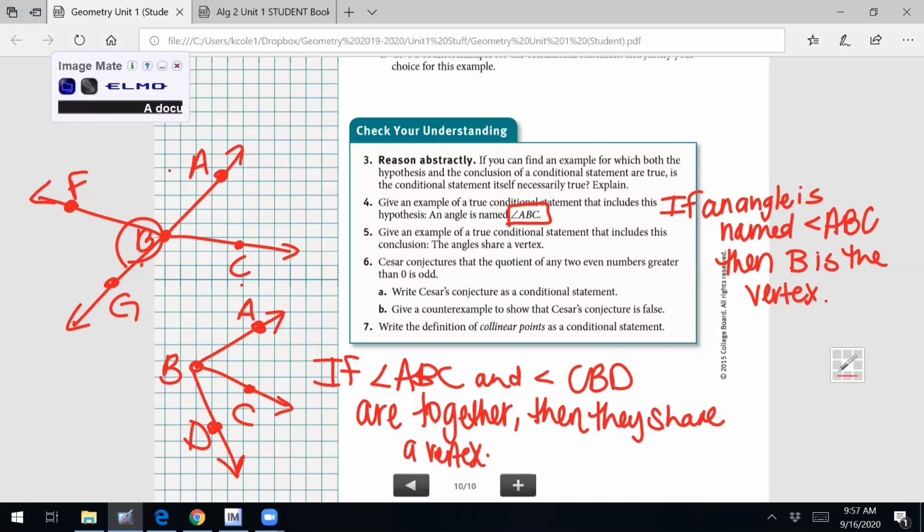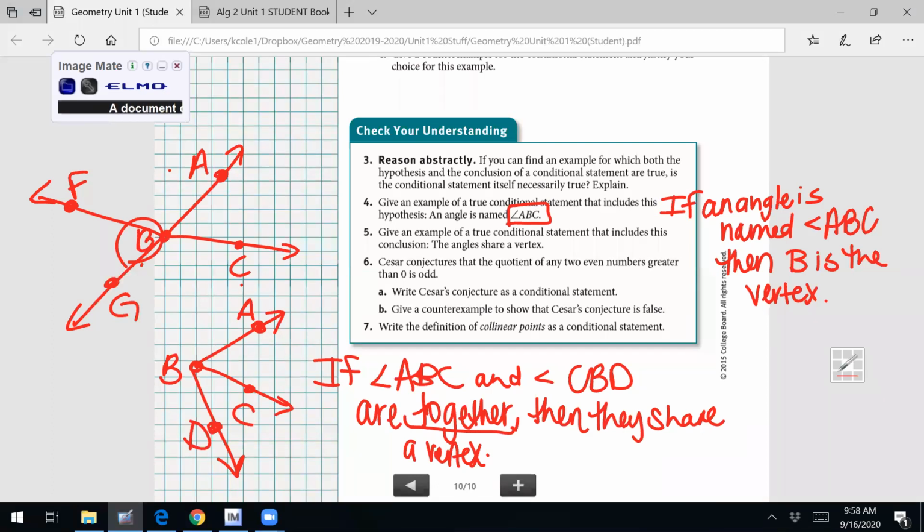Let's see what the book says. They may have something smart. They said if two angles are adjacent. Well, that's smart because I'm calling them together. That's the math word that I was looking for. Instead of saying together, we could say adjacent. You could just say if angle ABC and angle CBD are adjacent, then they share a vertex. Leave it to the book.